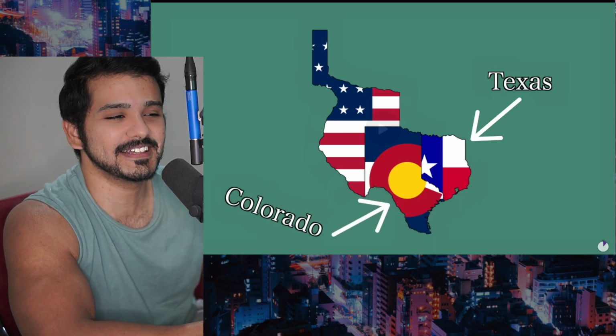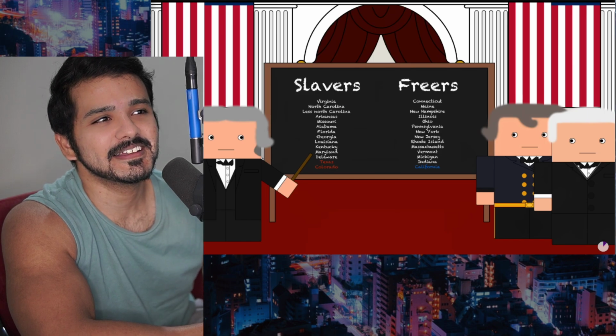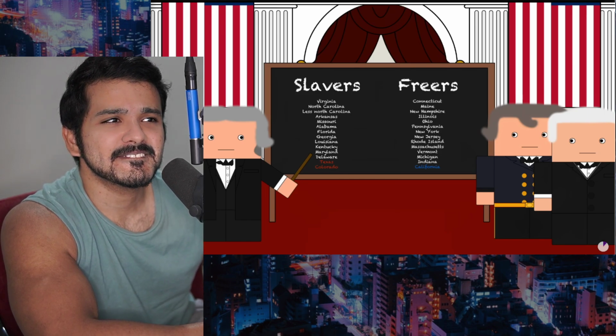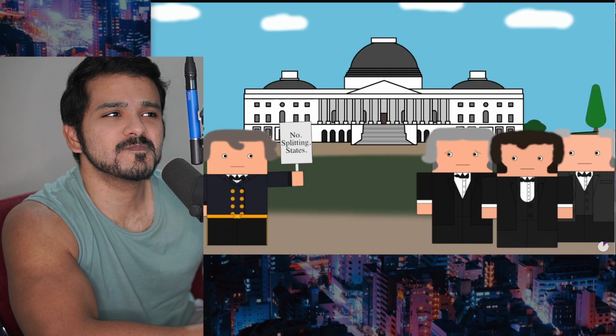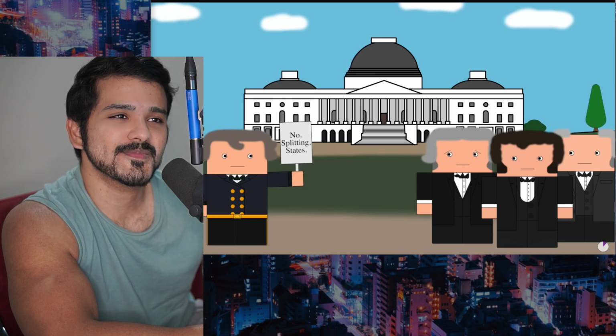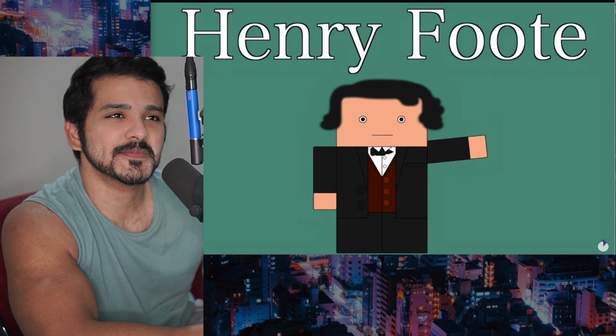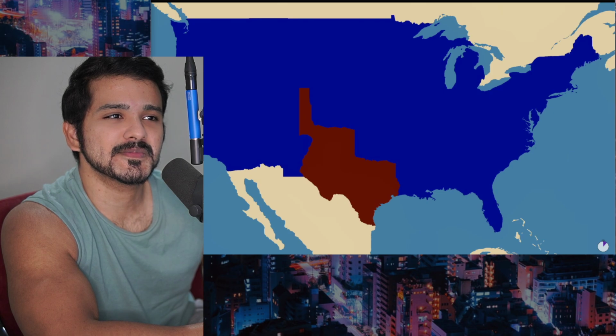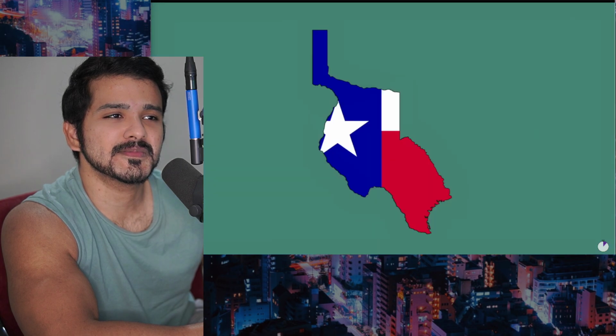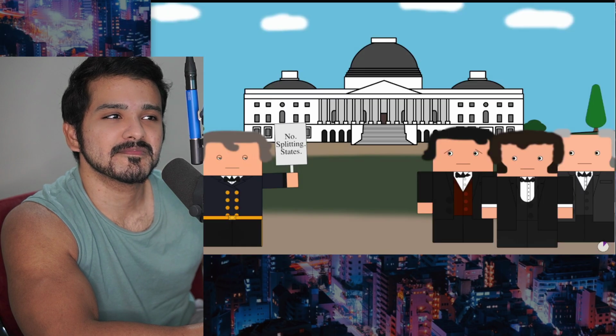This plan was much more about keeping the free state-slave state balance in the Union, but it was also unpopular with the Texans. Furthermore, it broke the rule of splitting states. The next plan was put forward by Senator Henry Foote, who pushed for Texas to simply be divided into two states, Texas and the brand new state of Jacinto. This went nowhere because, again, no splitting states.